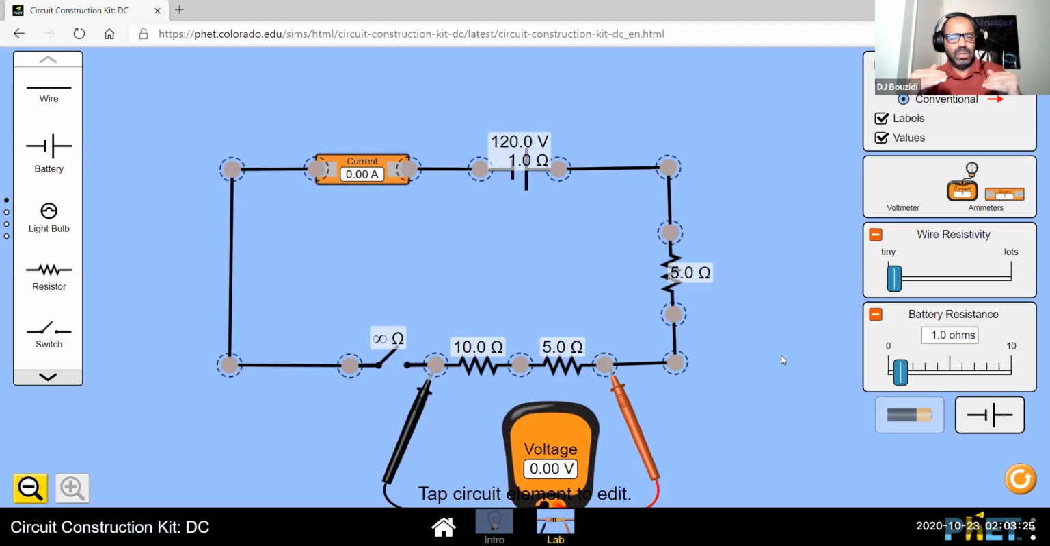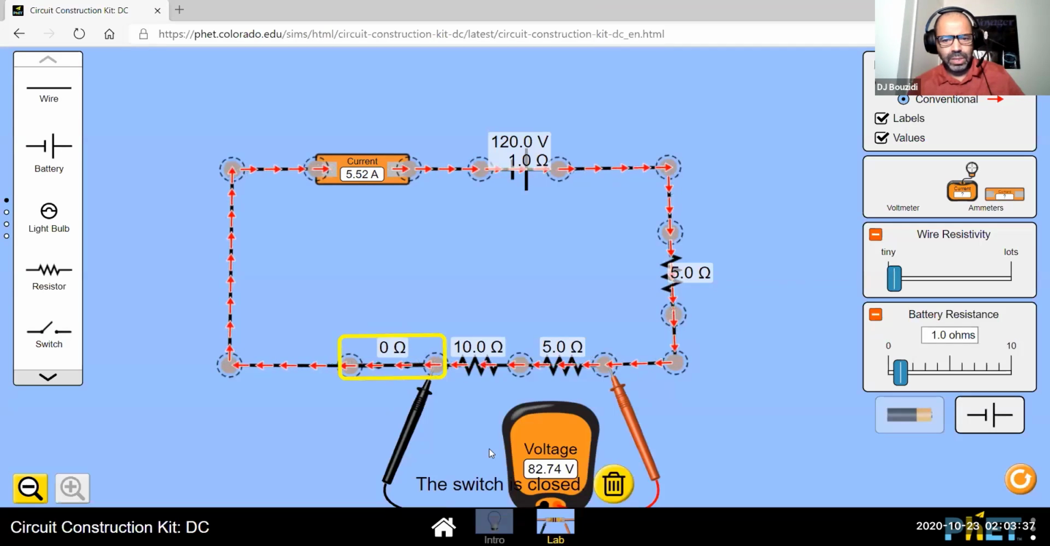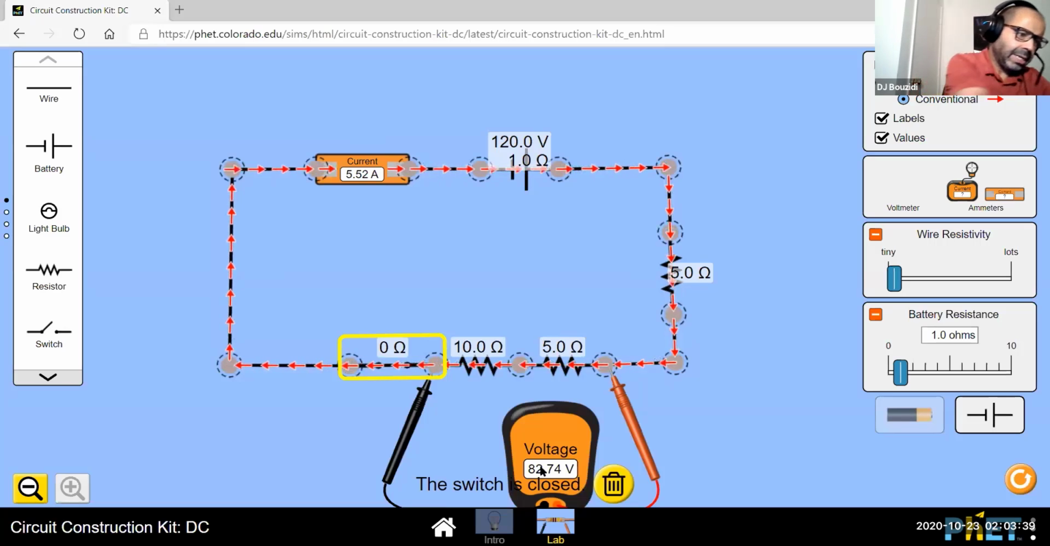Remember the trees? Now I have 5 trees and 10 trees, okay, in my analogy, one after the other. So I should have about 15 trees altogether now if I'm doing it this way. So I'm going to close the circuit now and read these two numbers. Technically, if I'm doing this in lab, my partner will say, okay, the current is 5.52 and the voltmeter is reading 82.74. Okay, we're done.